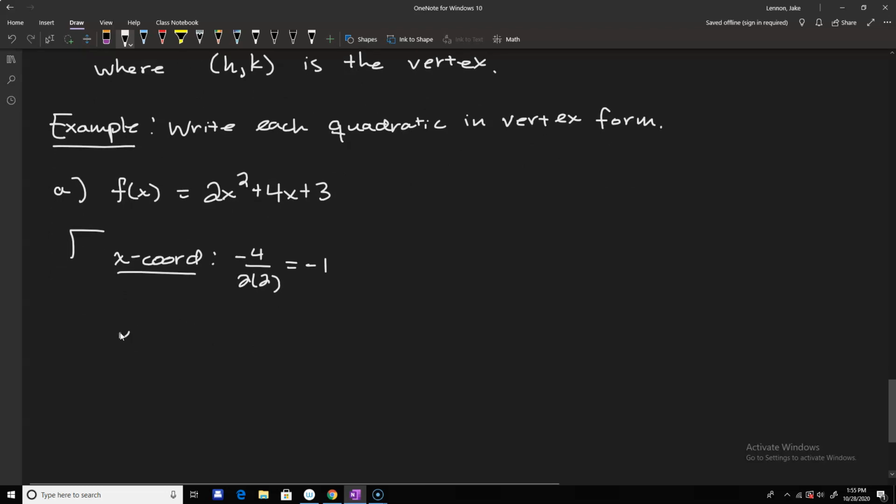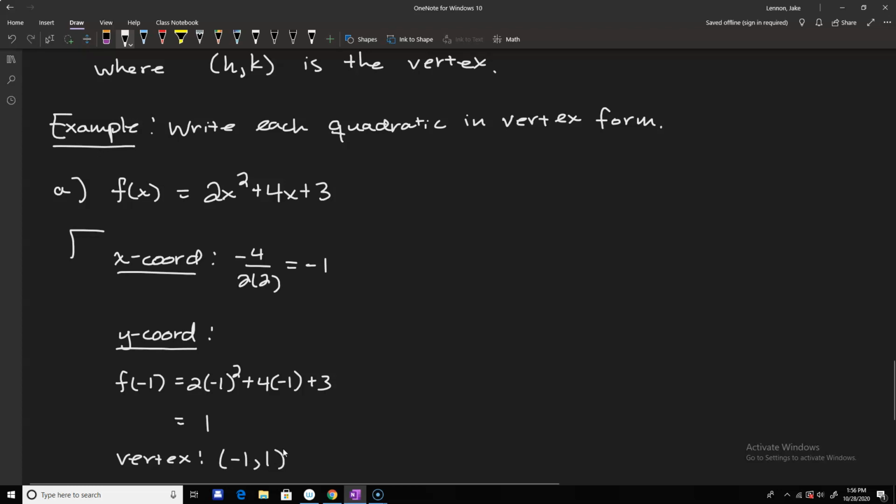And then we plug negative 1 into f of x to find the y coordinate. So our y coordinate is f of minus 1, which is 2 times minus 1 squared, plus 4 times minus 1 plus 3, which comes out to positive 1. So our vertex is negative 1 comma 1. So that allows us to put it in vertex form very quickly.